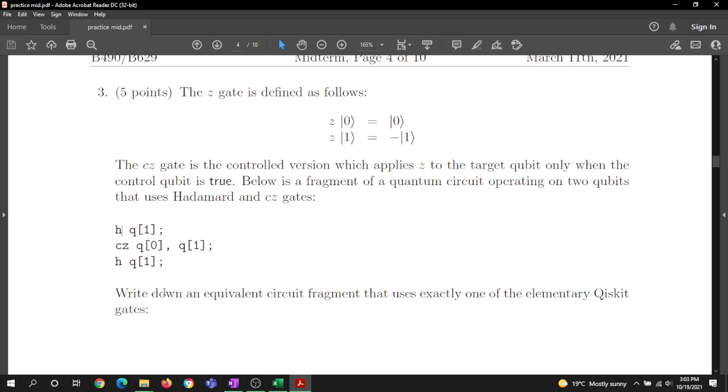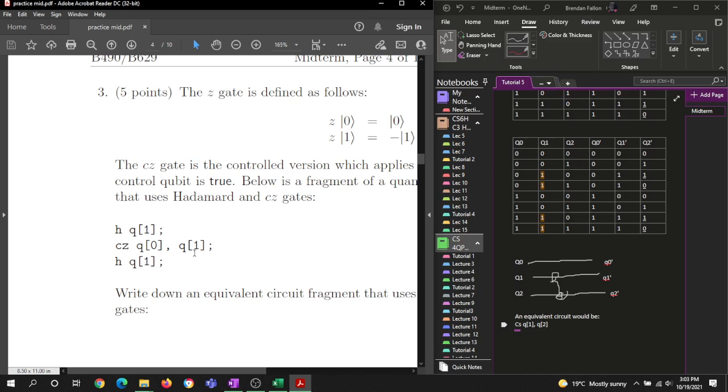Now we're doing the exact same thing as the last question, where we have to find an equivalent circuit fragment using all of this. Any questions on the setup of the question? Hopefully that makes sense. Okay, good. And then yeah, now let's try it. You can sort of use a truth table, but let's actually use the proper bracket notation so that we go through the circuit properly.